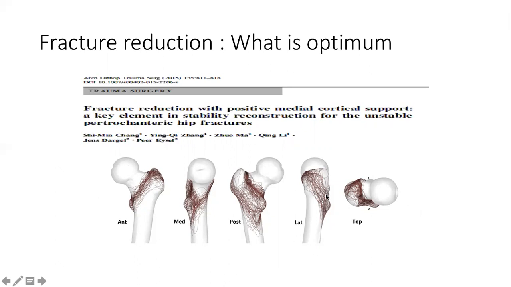A CT scan analysis of 39 intertrochanteric fractures found that most of the fractures have posteromedial continuation. That was the first piece of information. Secondly, they found that in most cases the anteromedial cortex is actually intact, and they wanted to leverage this information.